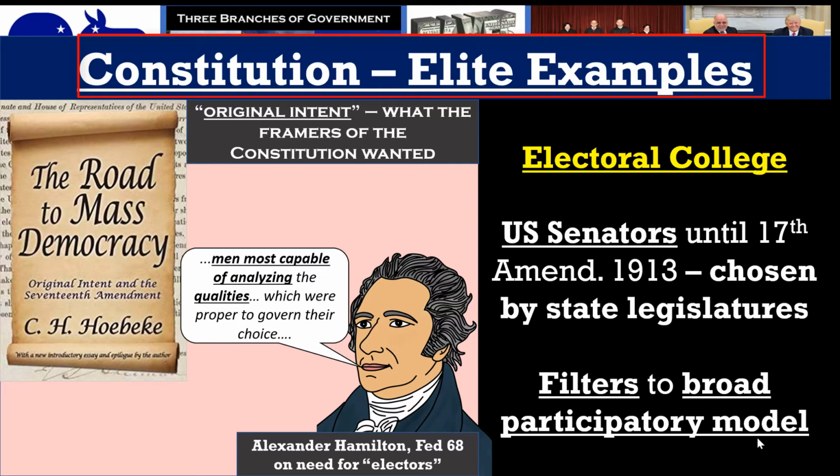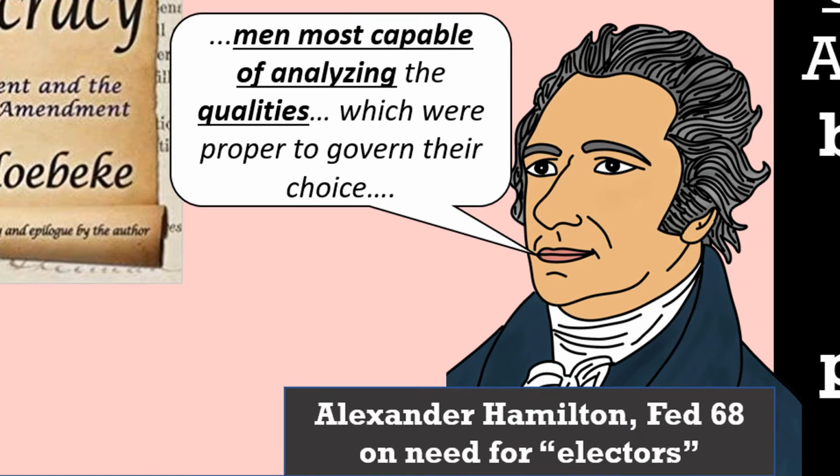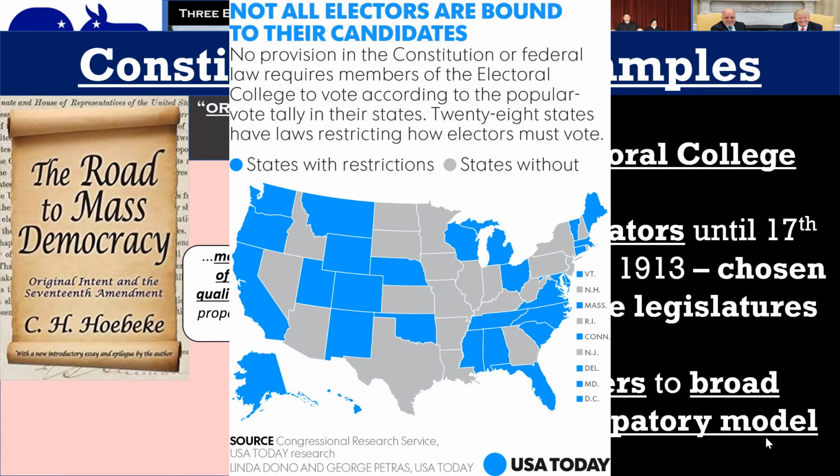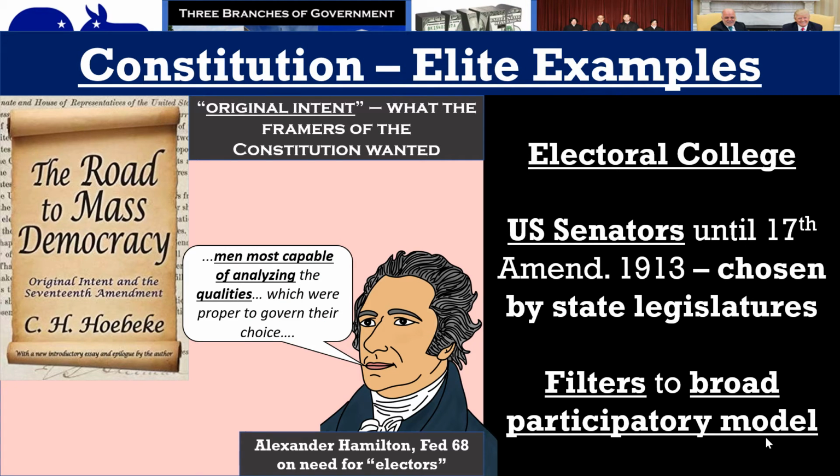The first would be the Electoral College. In this system, it is actually electors who vote for the president, and technically not the people. These electors, as Alexander Hamilton said, would be made up of men most capable of analyzing the qualities of an ideal candidate. Now, today, most electors are required by state law to vote for whoever wins the general election, but the Electoral College was definitely put in place to protect the elite in case the people chose the wrong candidate.